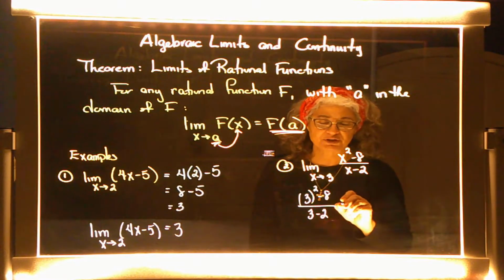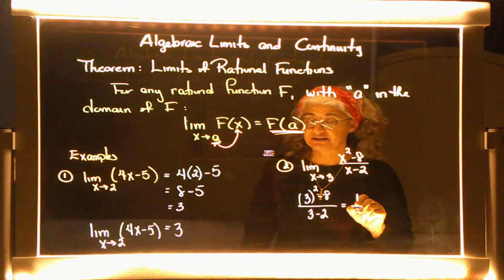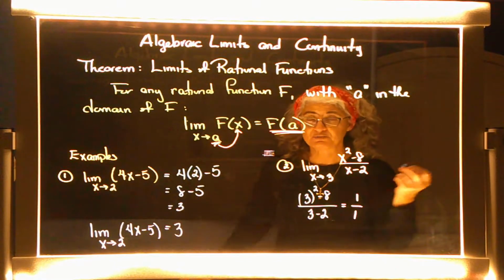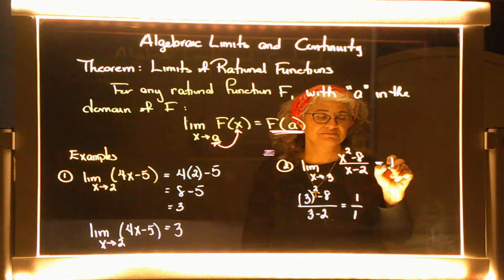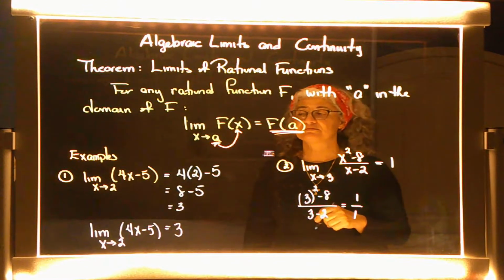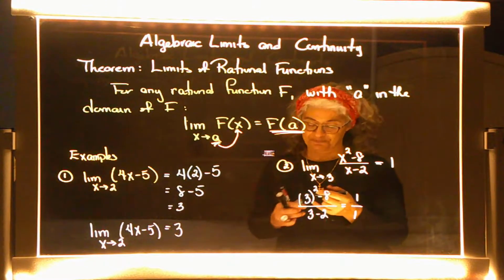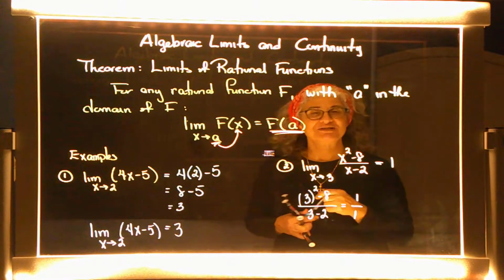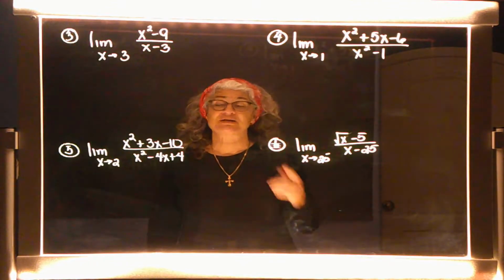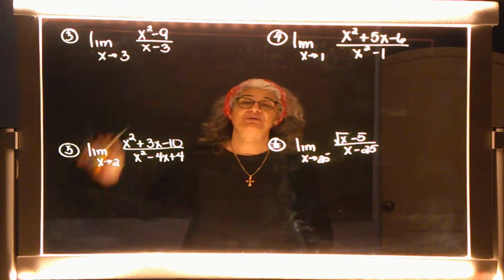What do we get in the numerator? Good, 1. And the denominator? 1, which means we get the limit equal to 1. Good? Cool. Hang in there. Got a few more examples for us. All right, so let's look at this next example, number 3 up here.